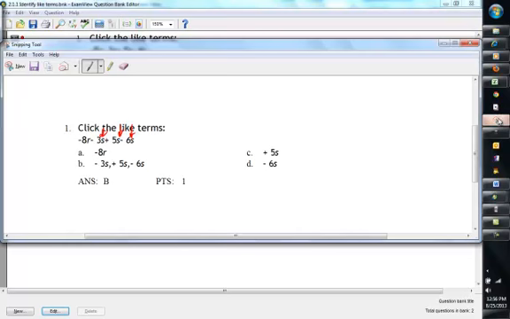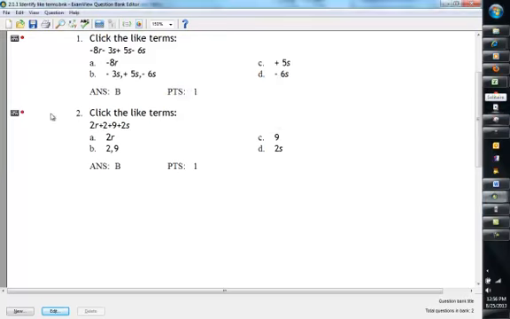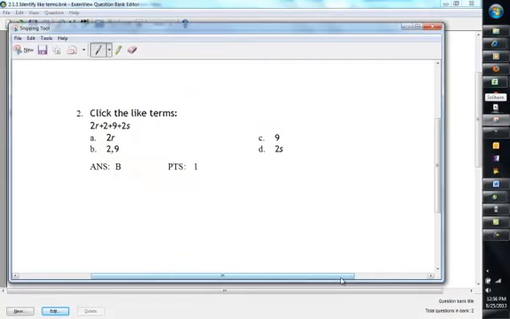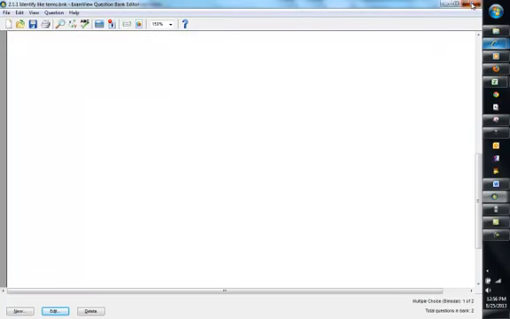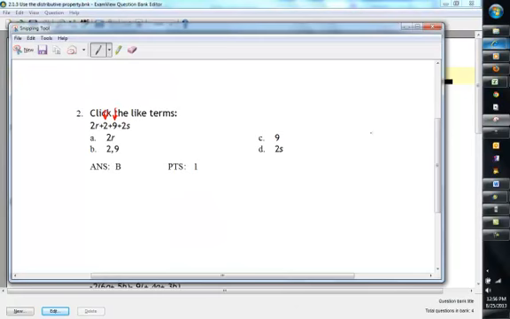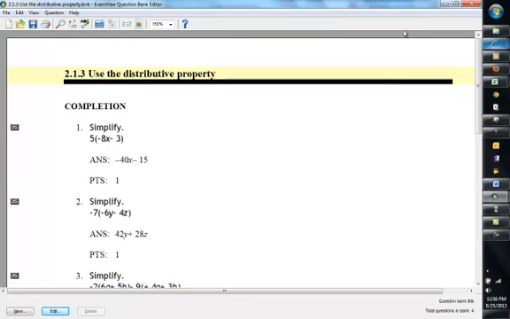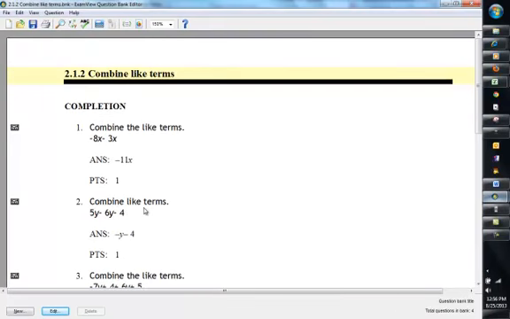In this second one, click on the like terms. And if you notice, there is a 2 and a 9. Neither one of them has a letter with it, a variable with it, and so those are the like terms there. Once you know which ones are like terms, the second part of the lesson is to collect the terms that are like, combine like terms.